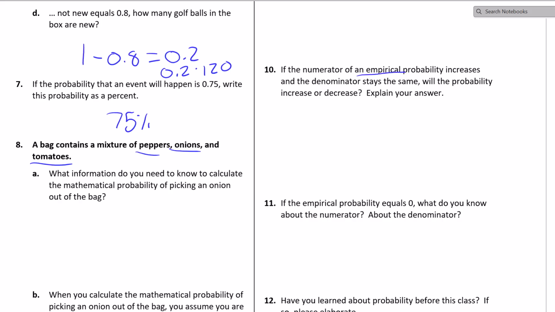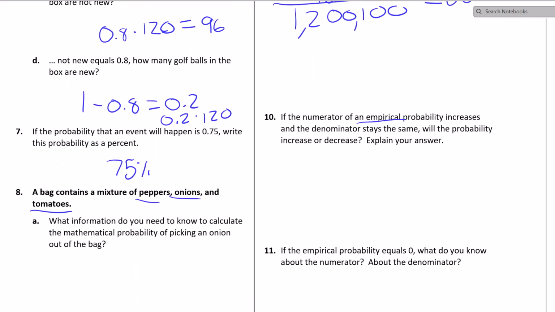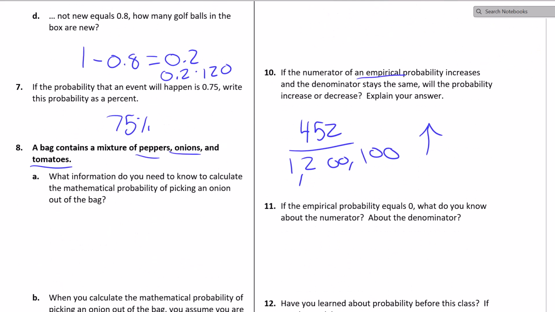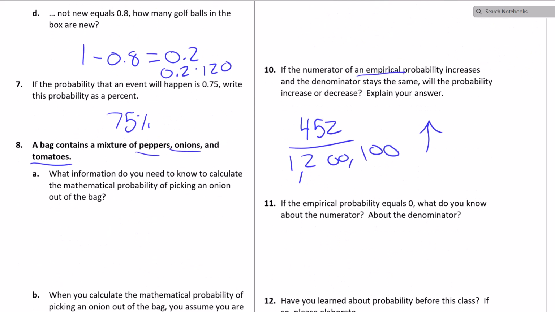Okay, empirical probability. If the top number increases and the bottom stays the same, does the probability increase or decrease? Let's do a test. Is this a higher probability? Yes, yes it is. So exciting. It goes up. Why? Because now the number's bigger. We have more pieces.